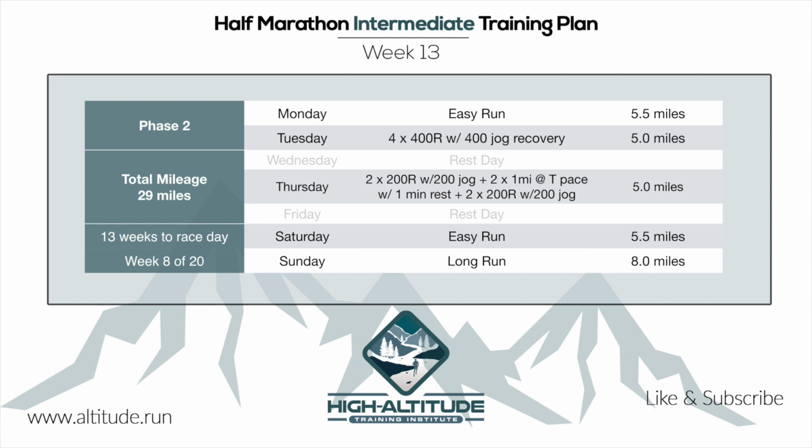And then we're going to follow this by 2 times 1 mile at our threshold pace and 1 minute rest in between each of the 1 mile at T pace. And then at the end of the workout again, we're going to do the same thing that we did when we started, which is 2 times 200 meters at our fast repetition pace and 200 meters of jog recovery in between. So again, this is kind of a tough workout on Thursday. 5 miles total. It's going to be 2 miles of warm up and then 1 mile of cool down.